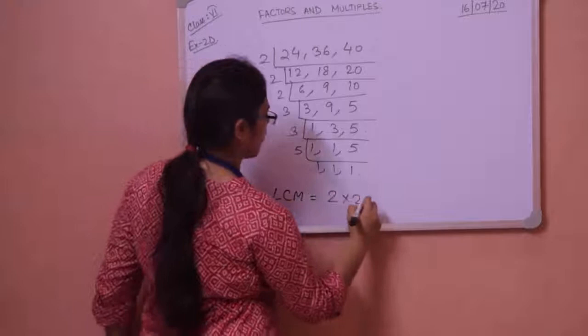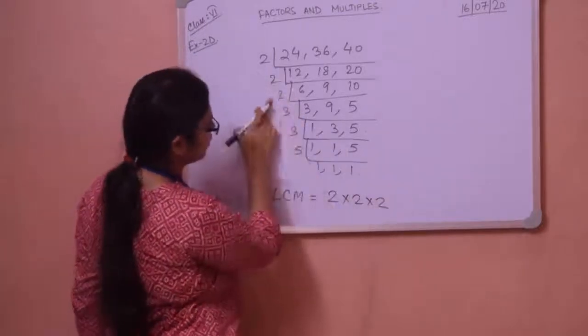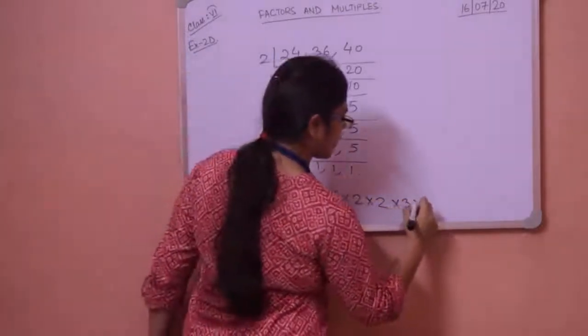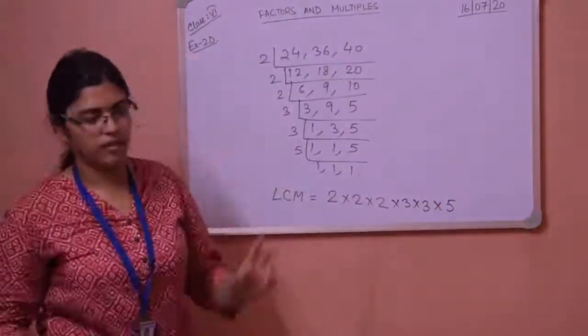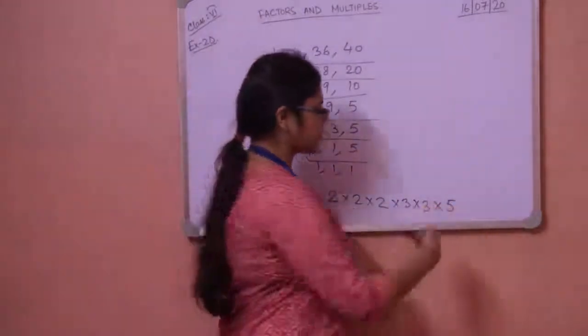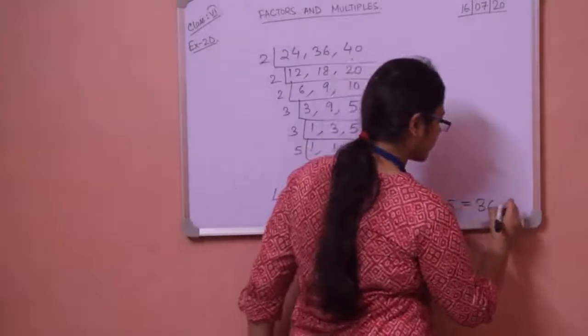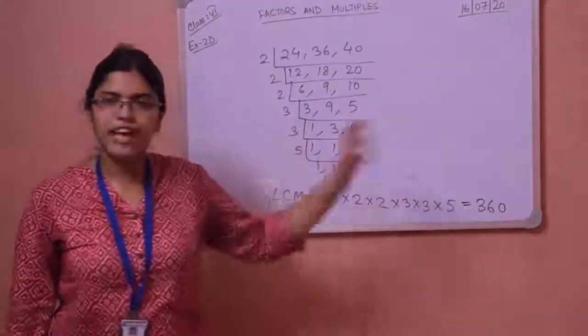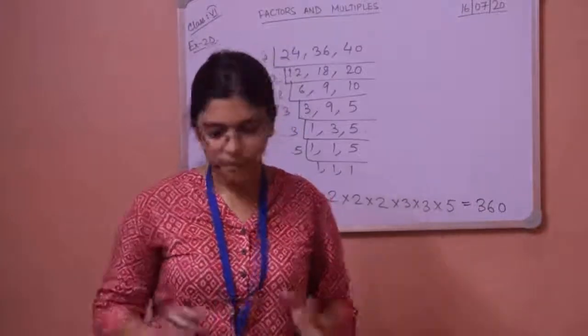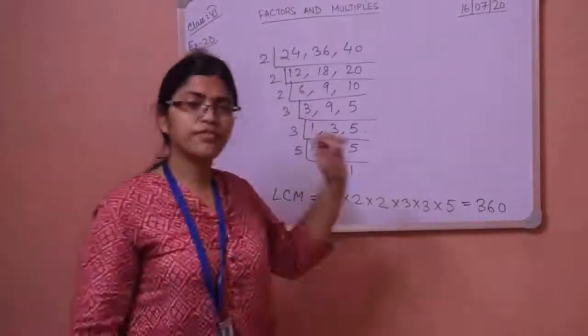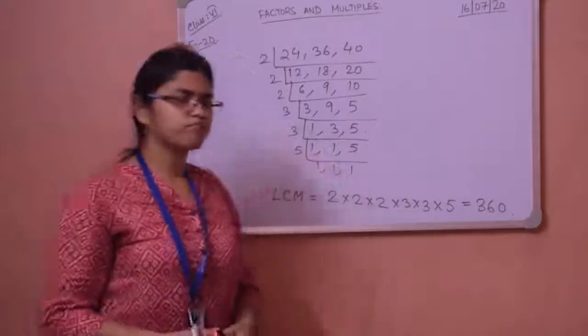So 2 we are taking 3 times, then 3 we are getting 2 times, and 5 we are having only once. So now multiplying these we can get 360. So this is the same number we got while using the prime factorization method. So these are the 2 different methods for LCM.